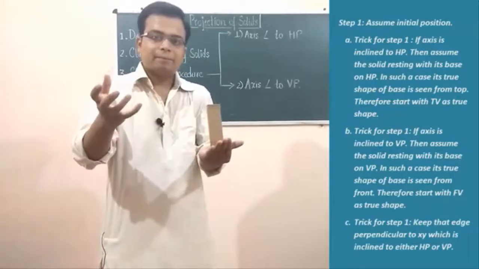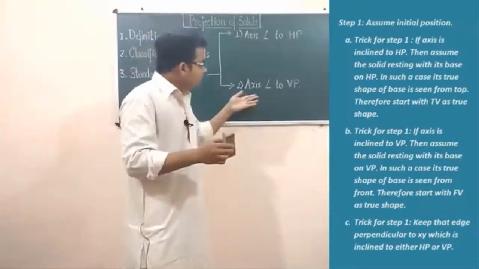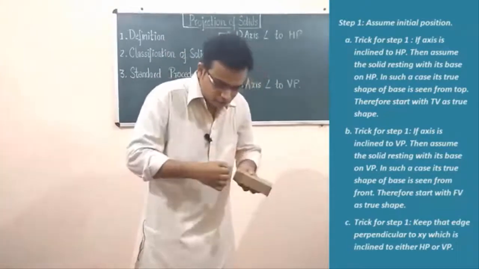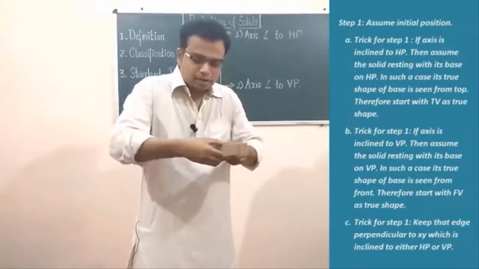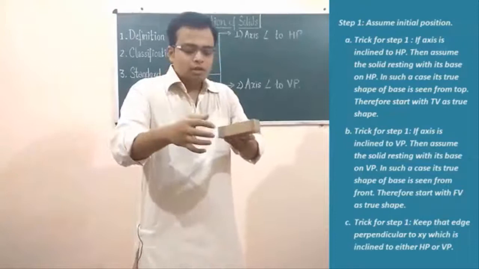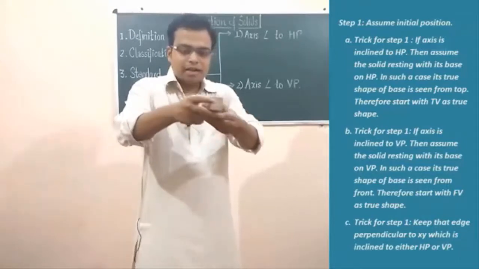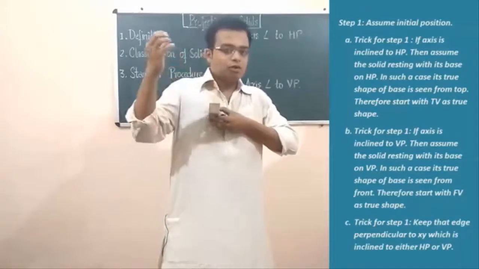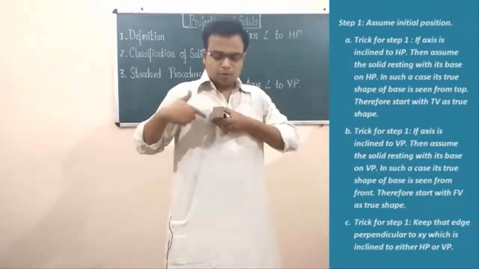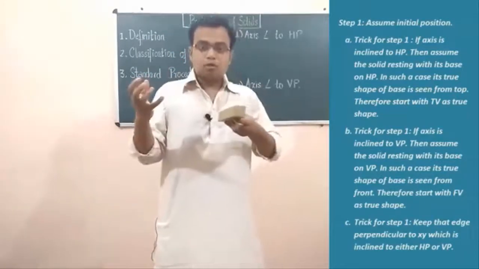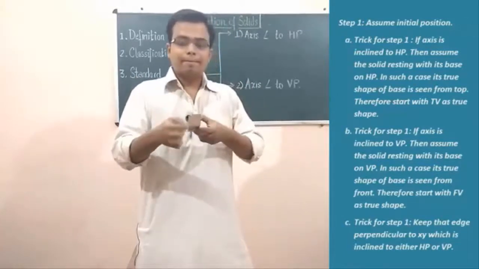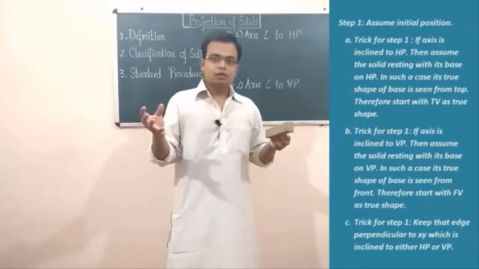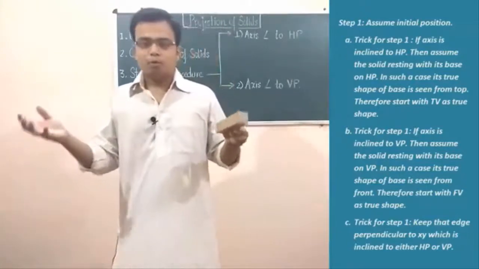That's the entire idea. Secondly, if the axis is inclined to VP, this is the axis from here till here, then what we're going to do is assume this entire solid is resting with its base on the vertical plane, and then again we have to think from where we can see the true shape of this base. Obviously the true shape of this base can be seen from the front, and therefore we have to begin by making the front view first. That's exactly how you need to approach it.